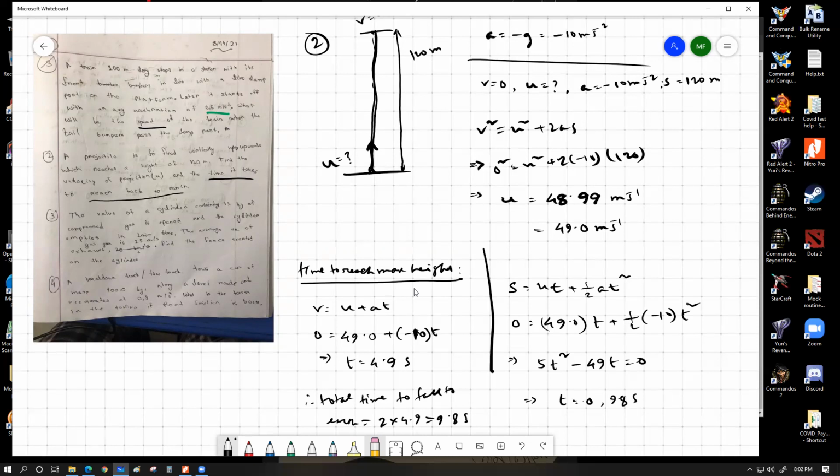Both of these answers are acceptable for a zero displacement value, but we are not going to pick the 0 second, because the question was asking how much time it takes to reach back to earth. So therefore, time to reach back to earth equals 9.8 seconds.